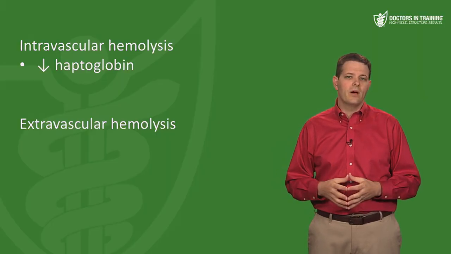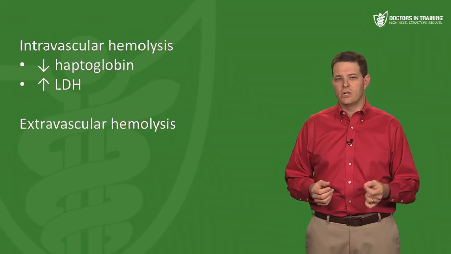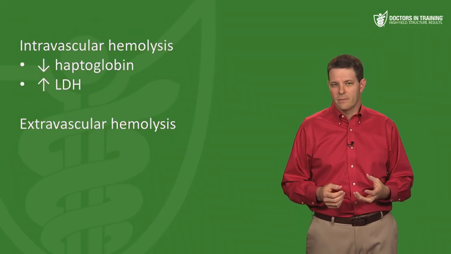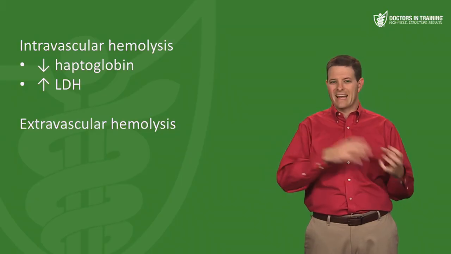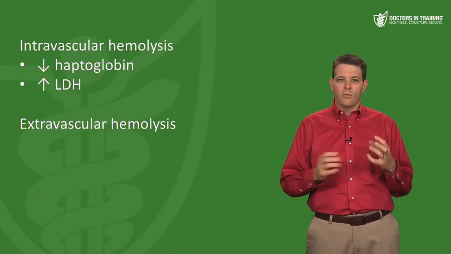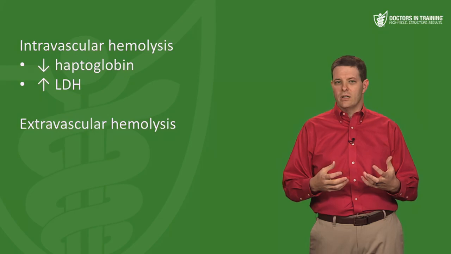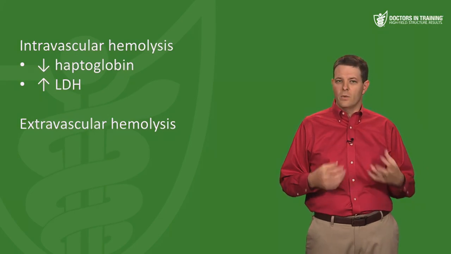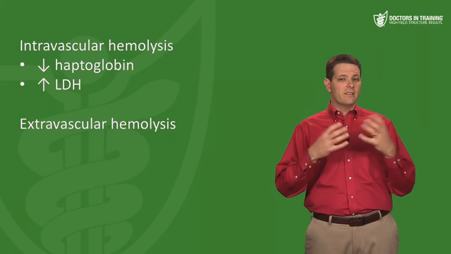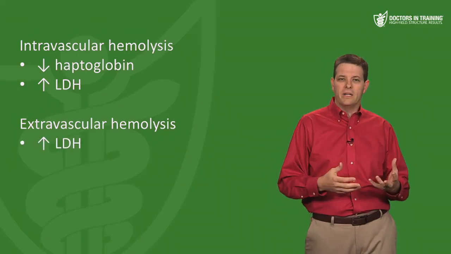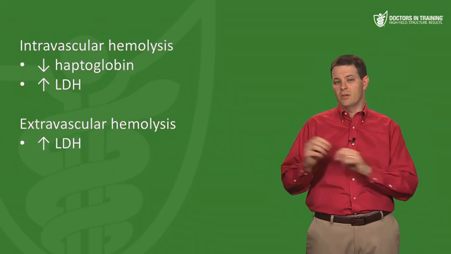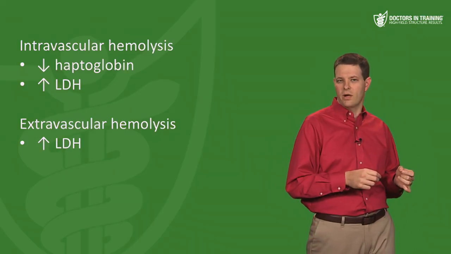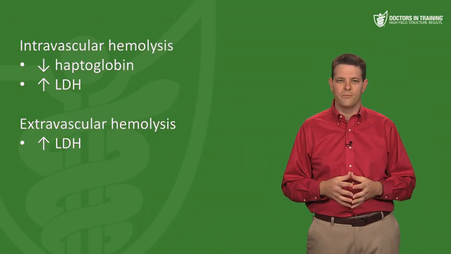Another lab you'll often see with hemolysis is an elevated LDH, or lactate dehydrogenase. And we talked about LDH in biochem as the enzyme that converts pyruvate to lactate and back again. So red cells have a lot of LDH, and so do cardiac myocytes. When those cells are damaged, LDH is released into the blood. So high LDH is often seen with hemolysis, but LDH can be elevated in both intravascular and extravascular hemolysis, so it's not necessarily very helpful.